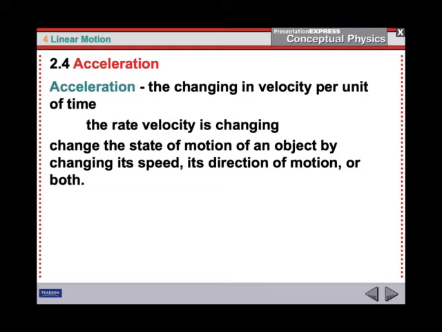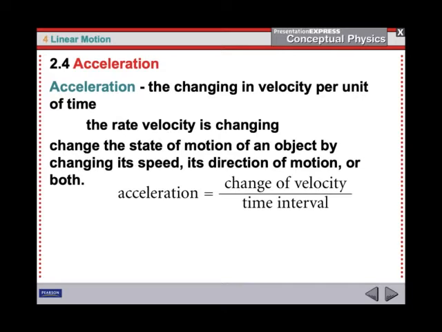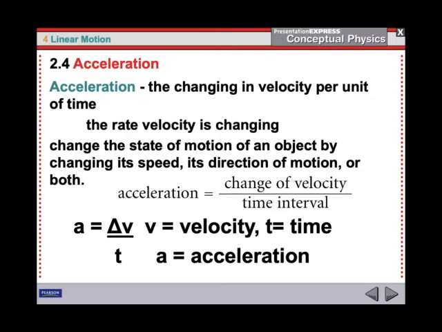So you can change the state of motion of an object by changing its speed, changing its direction of motion, or both. Okay, well that makes sense. So that change in velocity, the rate that velocity is changing, can be calculated by this formula here. Acceleration equals the change in velocity divided by the time interval. Now, that's a little bit long to write out every time, so we have a shortened version for you. So a equals delta v divided by t.